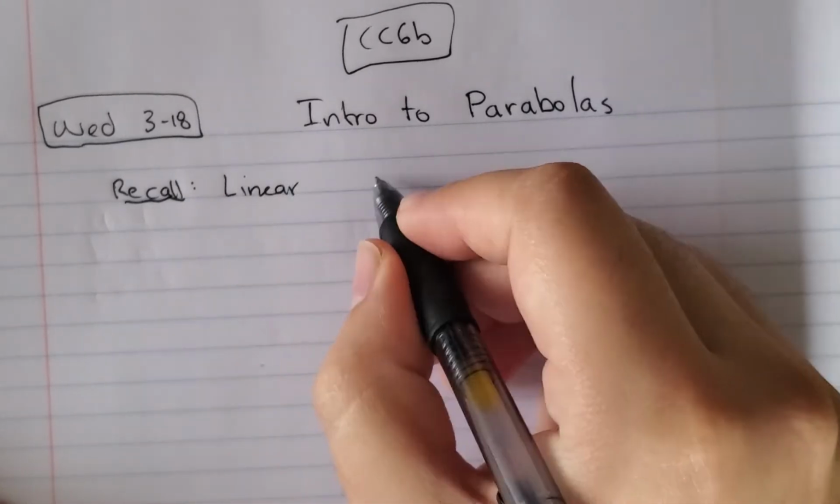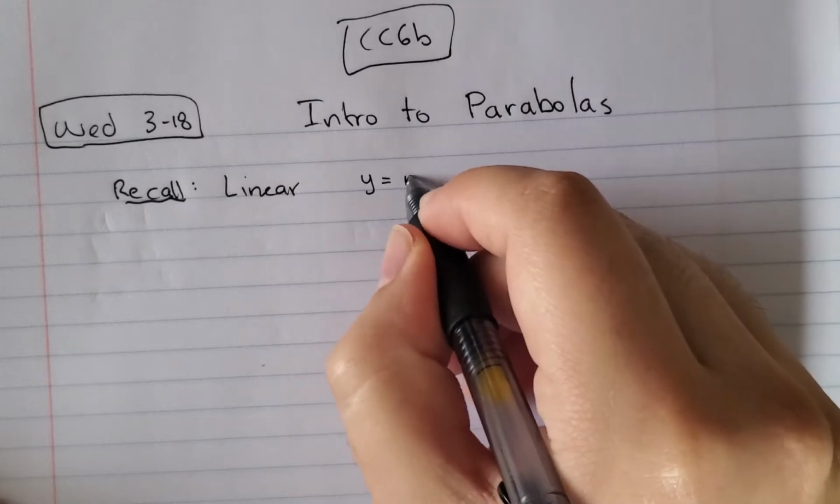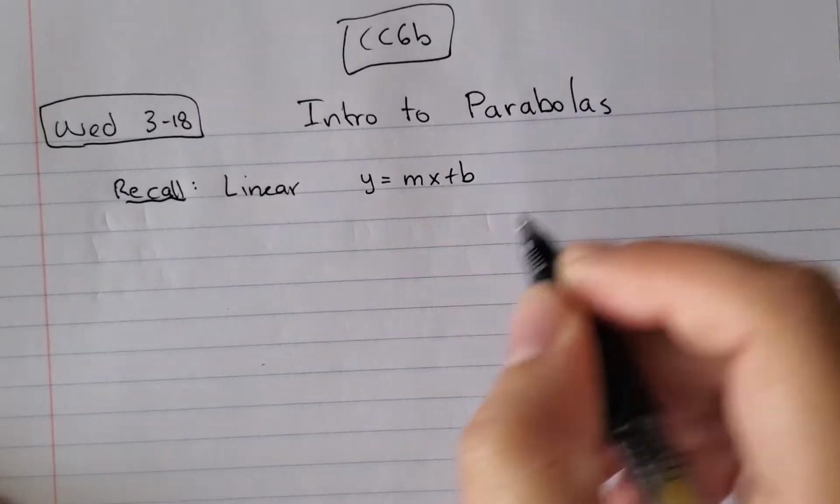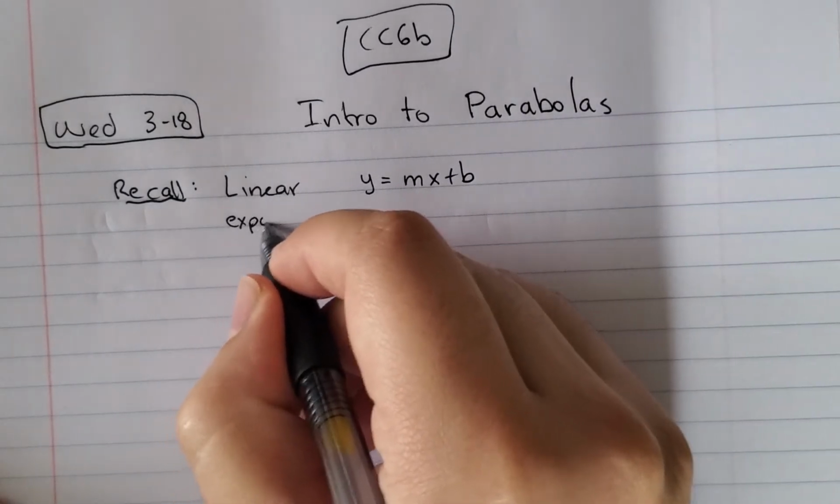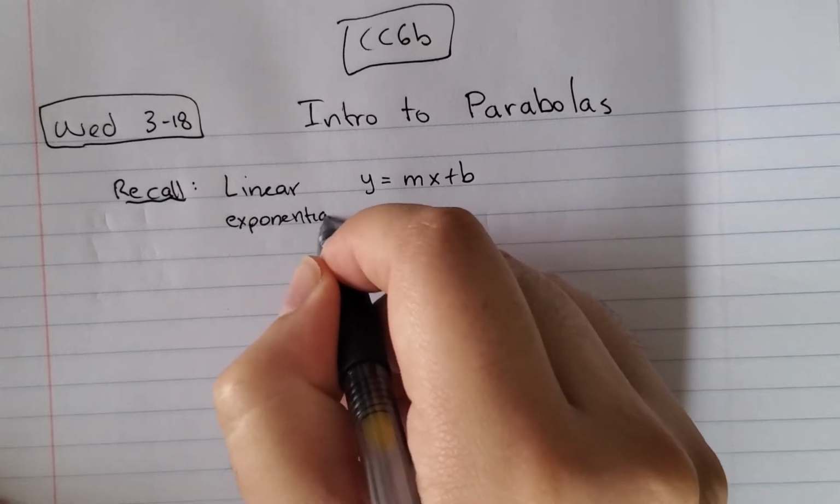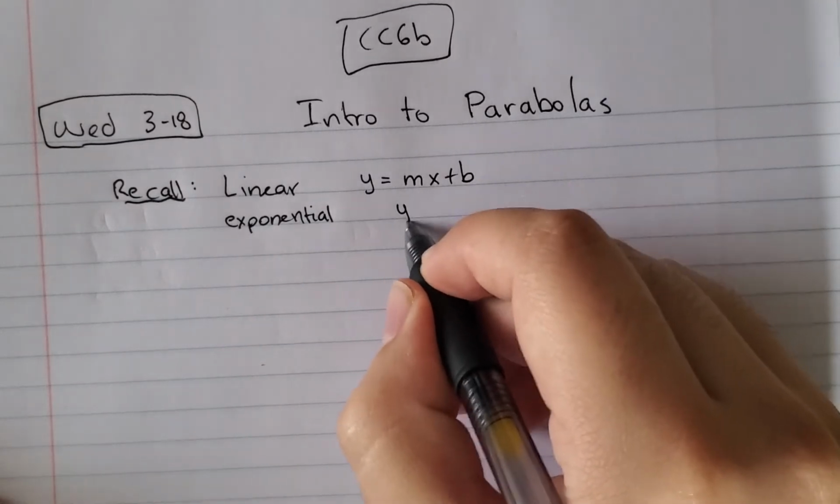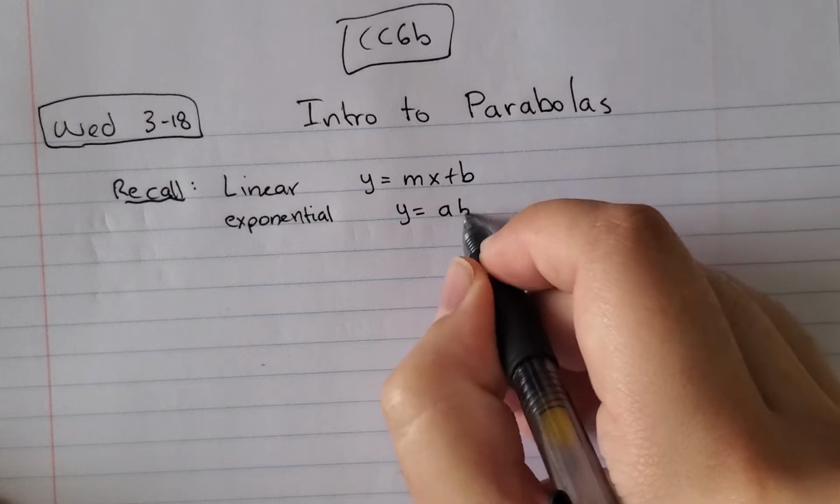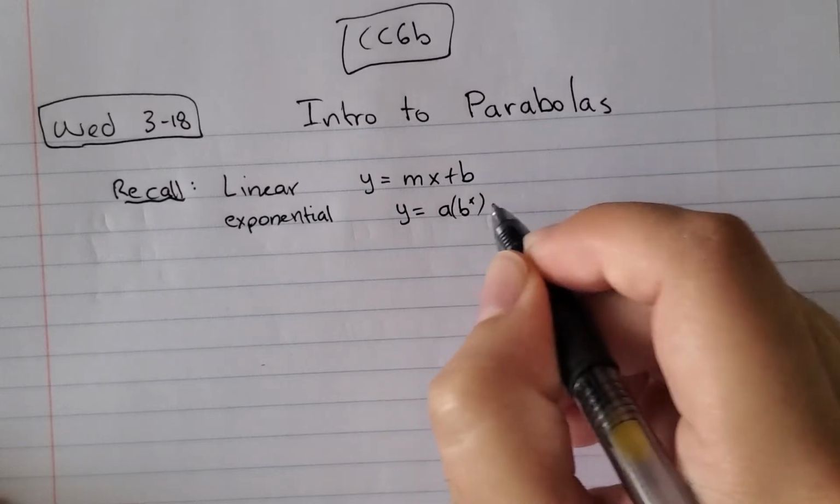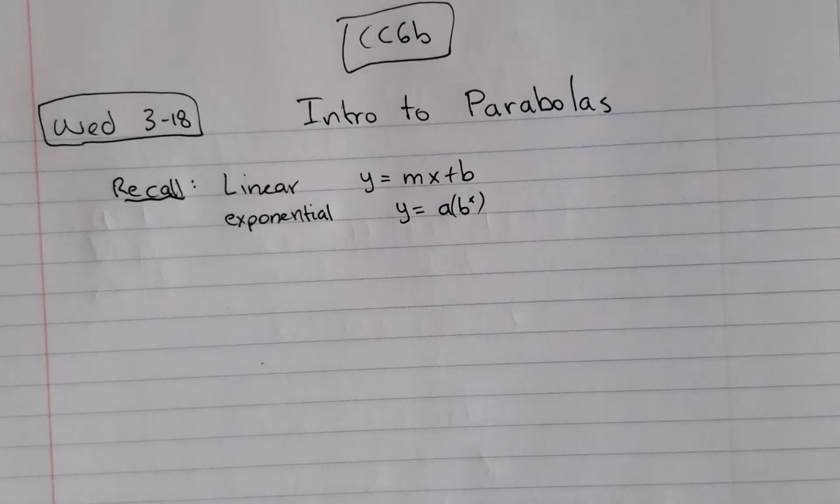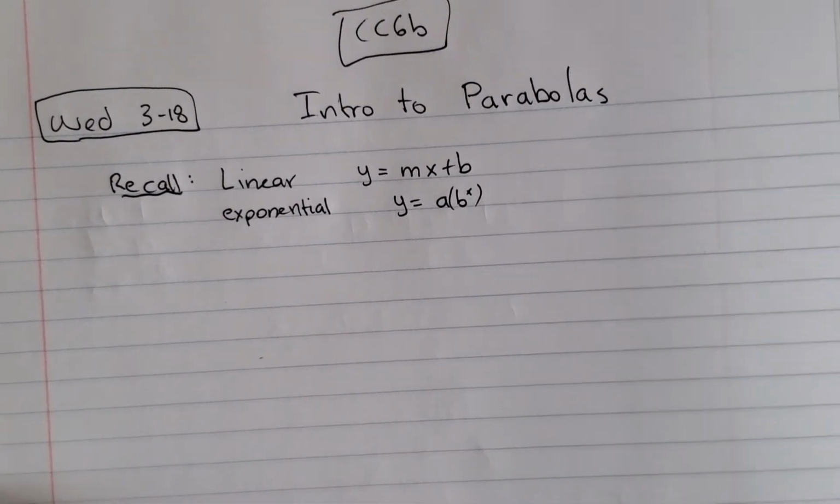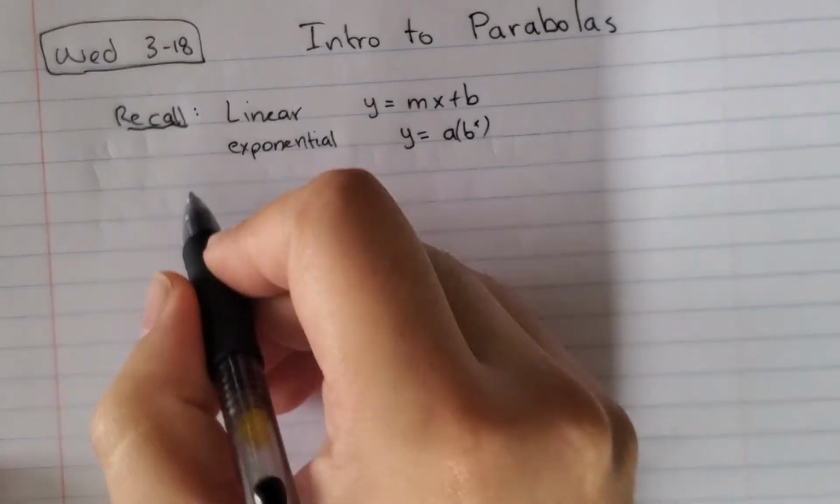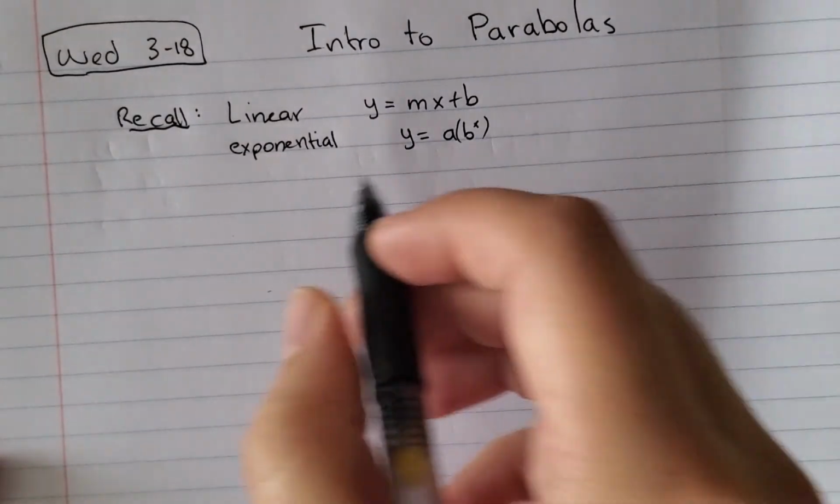So linear, and hopefully if you remember the equations, it's y equals mx plus b. Or if you remember exponential, this goes back to CC3, it looks something like y is equal to ab to the x. Something like this. So today we are going to be adding a new piece to this with the polynomials. So let me go ahead and scoot up a little bit so you guys can see. But let's go ahead and talk about what is a parabola.